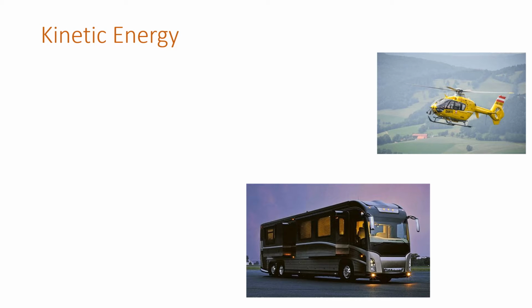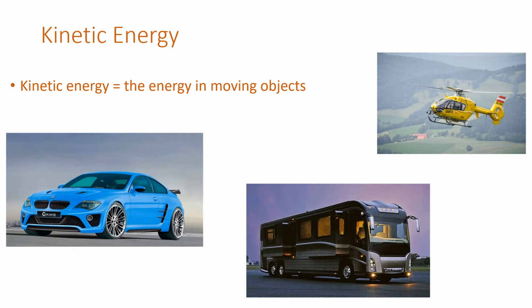So if we start off, what is kinetic energy? Kinetic energy can be described as the energy possessed in moving objects. An example of this would be a car, a motorhome, or even a helicopter. The similarity between all of these vehicles is that they are moving and they are not stopping. So from this we can infer that stationary objects do not possess kinetic energy.